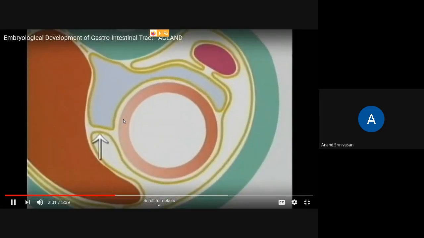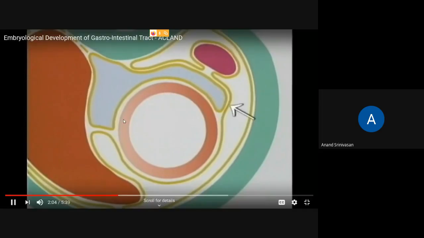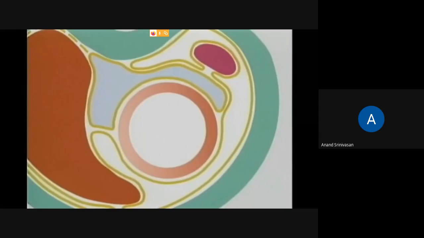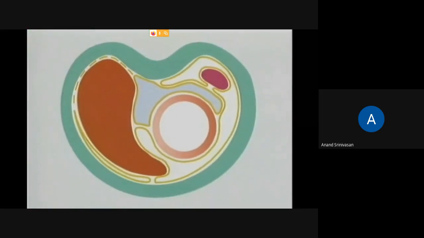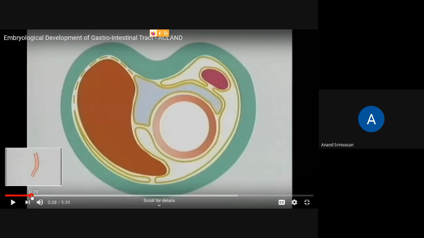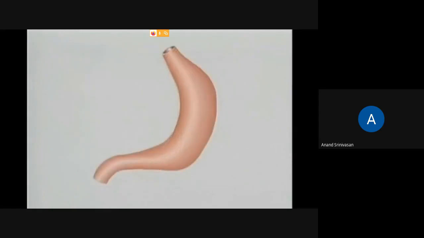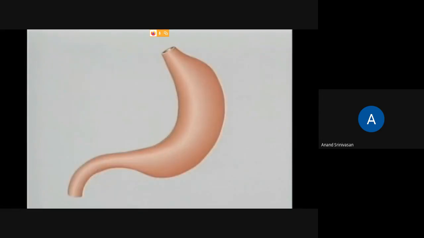This part of the ventral mesogastrium is the lesser omentum. This part of the dorsal mesogastrium will become the greater omentum. We'll follow these changes from the start in a more three-dimensional way. So once again we will see this video. From this part, on its long axis, it lengthens in a double curve and expands to become the stomach and the first part of the duodenum.